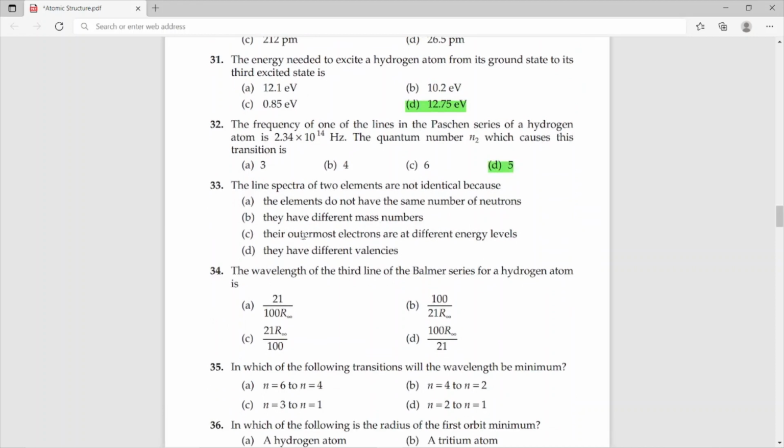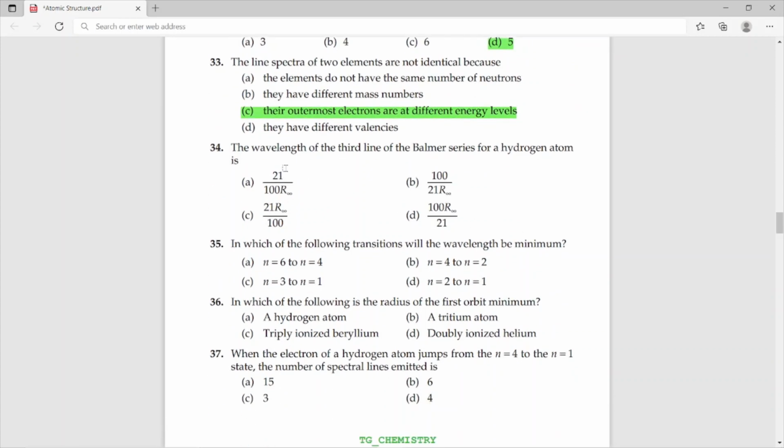Next is, the line spectra of two elements are not identical because, the right answer is option C, their outermost electrons are at different energy levels. This is the right answer for that. Next comes, the wavelength of the third line of the Balmer series for a hydrogen atom is, what is the expression for the wavelength of the third line of the Balmer series? The right answer is option B.